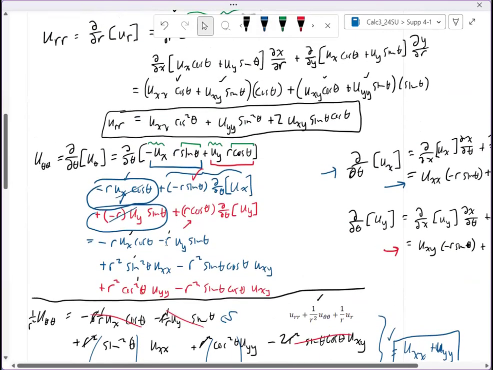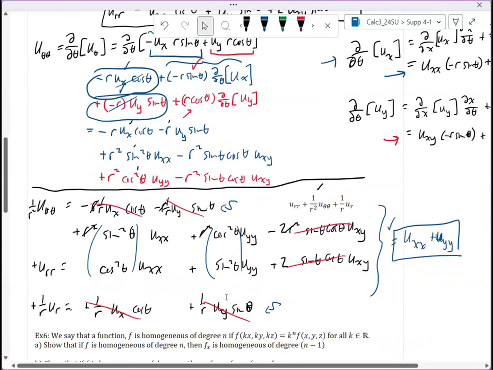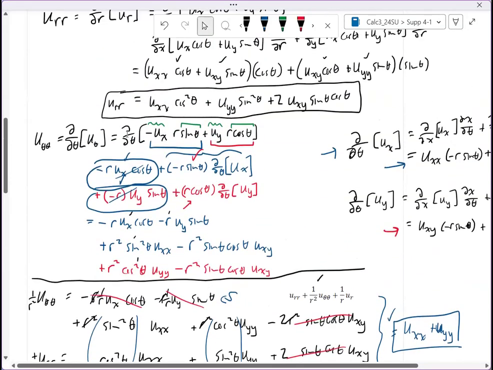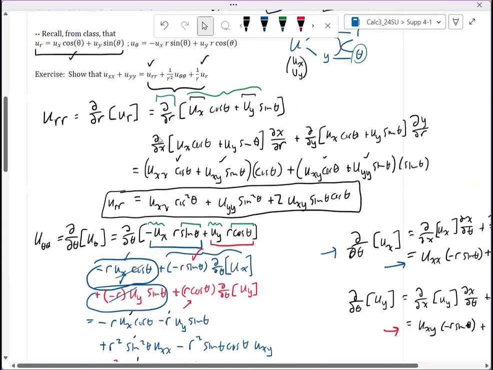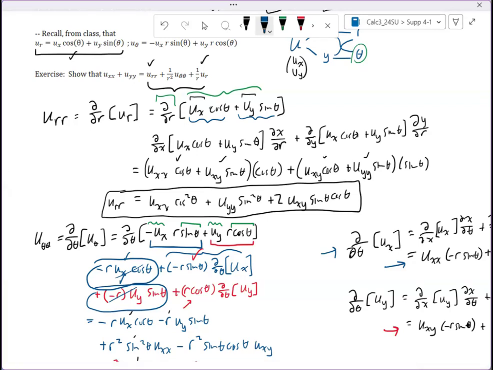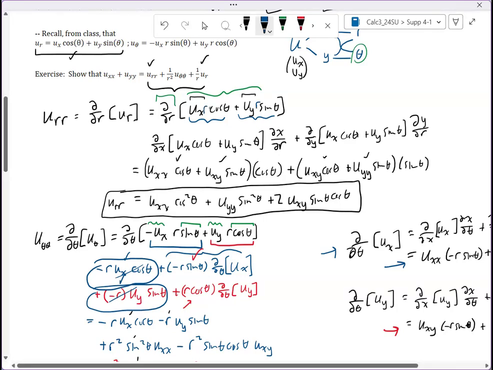But again, we were careful. We went through all of the details step by step, really carefully. And I think that made the need for the product rule a little bit more obvious than if we had rushed through. Again, we didn't need the product rule here because we don't have any dependence on r other than through the u_x and u_y. If we had, say, a u_x r cos theta and a u_y r sine theta, we would have needed a product rule here as well.